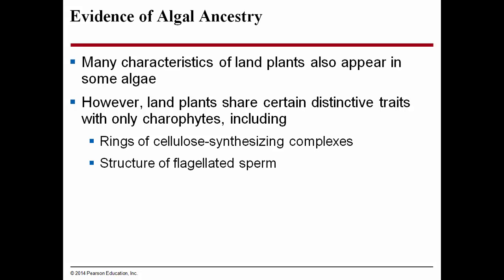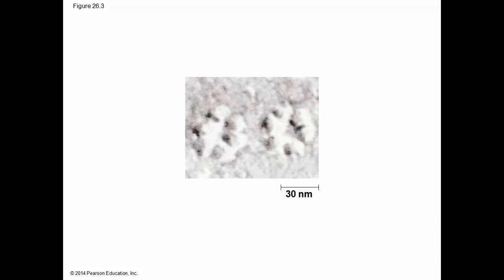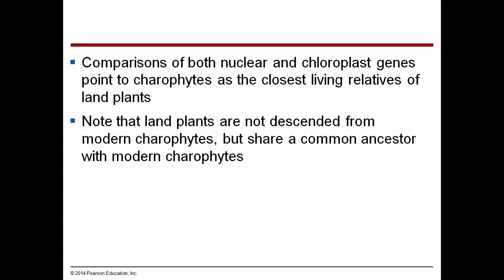Now we're going to describe the charophytes in a little more detail. Okay, here is a circular set of proteins that are embedded in the plasma membrane that are found only in land plants and charophyte algae. So this is one of the proteins that indicates that they share a common ancestor. Comparisons of both nuclear and chloroplast genes point to charophytes as the closest living relatives of land plants. Note that land plants are not descended from modern charophytes, but rather share a common ancestor with modern charophytes.